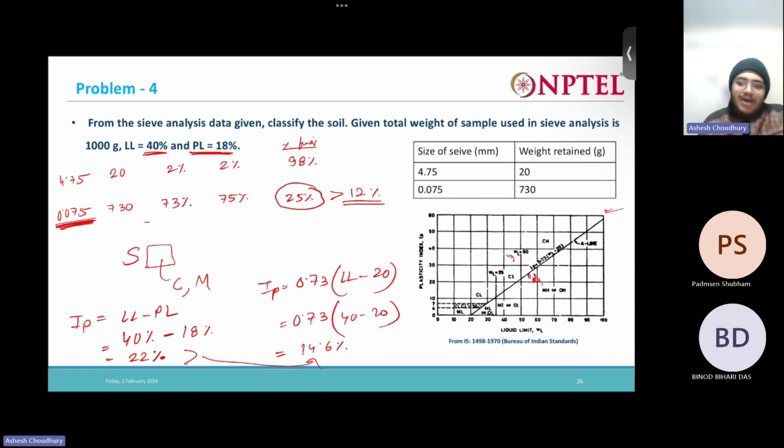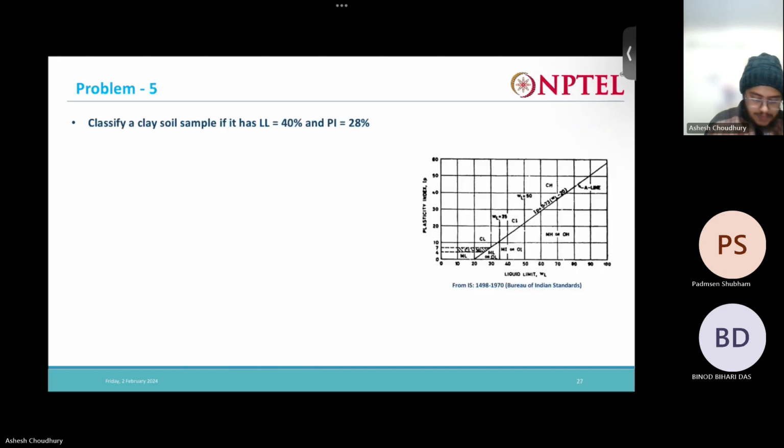So if it plots above the A line, then what is going to be the suffix, clay or silt? Above the A line, what is it going to be? C or M? Above the line, correct. It is going to be C. So our soil is SC. It is clayey sand. The soil is clayey sand. Okay. Done.